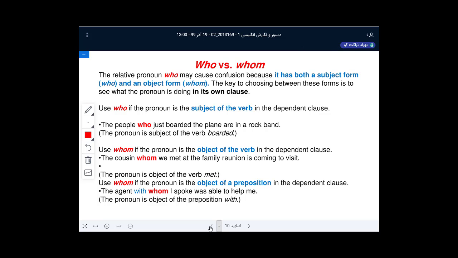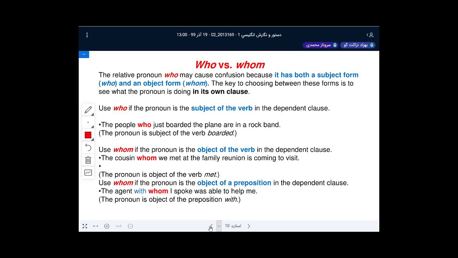So when you want to realize which pronoun to use, who or whom, just look at the inside of the clause, not the main clause, the dependent clause. If it functions as the subject, use who. If it functions as the object, use whom. If it functions as the object of the preposition, again use whom. Go on, please. The pronoun is the object of the verb met.